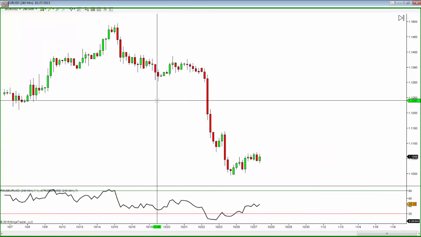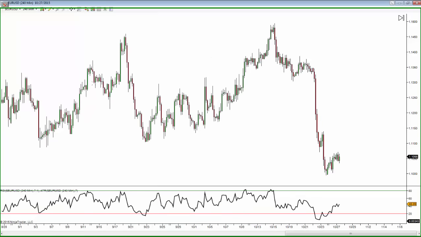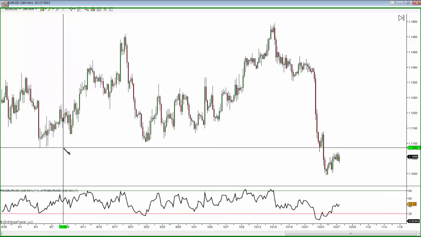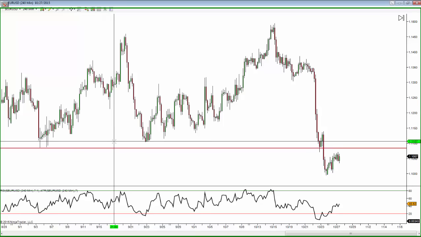So again, we're looking at structure back here on the 4 hour now, right? Here's our resistance level that we looked at on the daily.